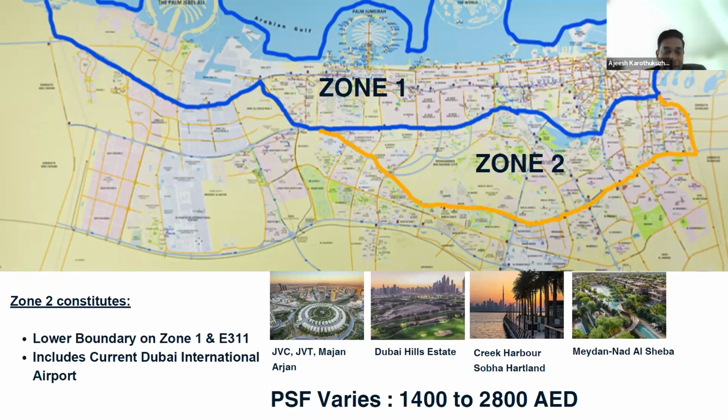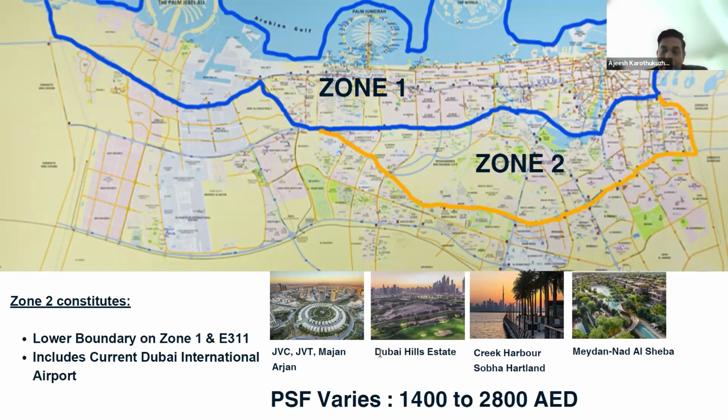So if you see, this is between the lower boundary of zone 1 and E311. So this orange line is called E311. So these are the roads connecting Abu Dhabi till Sharjah. So that is how zone 2 sits under zone 1 and the E311 corridor. The major real estate investments are JVC, JVT, Majan, Arjan.